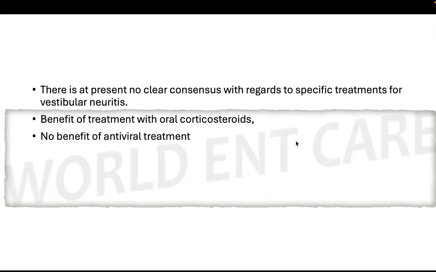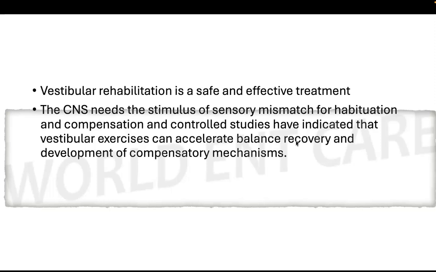So oral corticoids are useful, whereas antivirals are not useful. Despite the suggested possible viral etiology of vestibular neuritis, no benefit of antiviral treatment in the acute stage has been shown. Then rehabilitation exercises are a safe and effective treatment for unilateral vestibular dysfunction and are required in some patients to enable recovery and development of effective compensation.